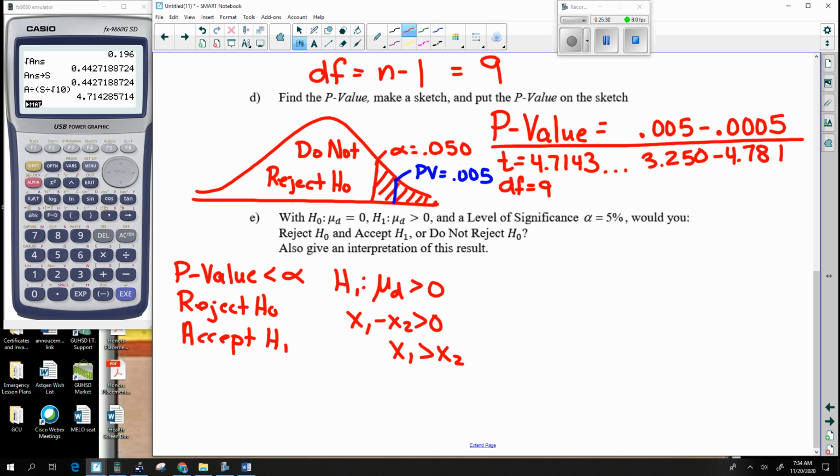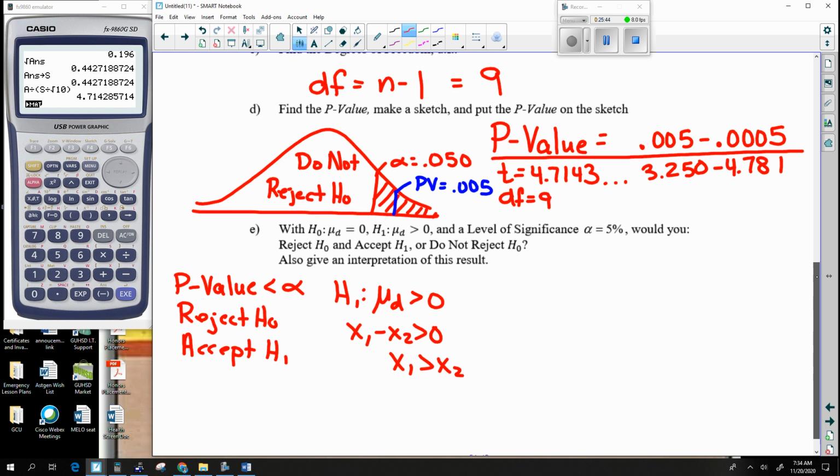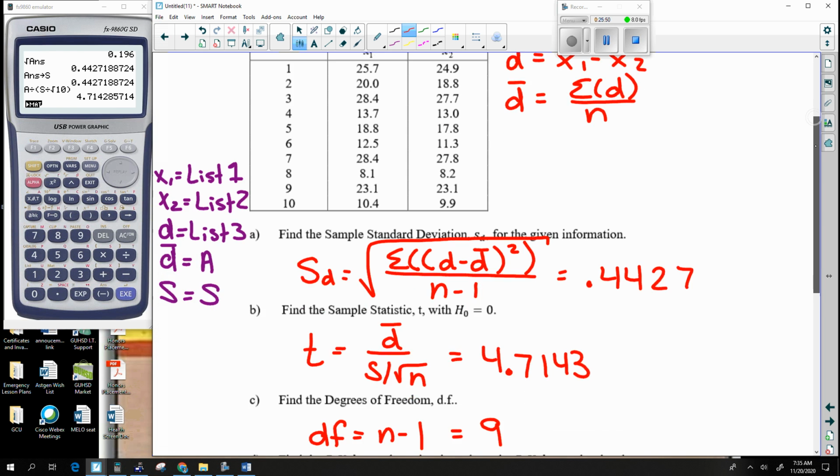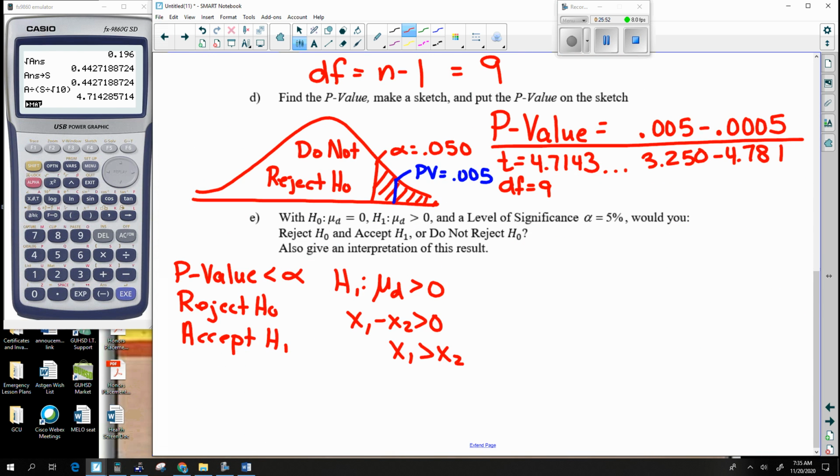Again, if it were the is equal to, then we would say we are unable to prove a difference between. However, this is greater than. So what is x1 and x2? X1 is the gas mileage with the additive, and then x2 is without the additive.